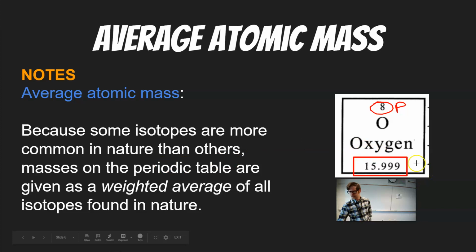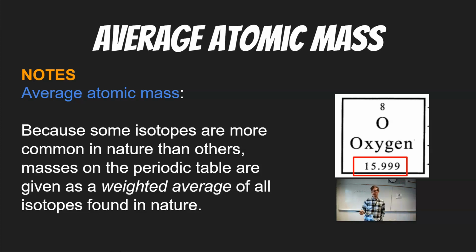This right here is supposed to be, if it's mass, it should be protons and neutrons, and how can you have 0.999 of something, 0.999 of a proton or neutron? Well, you can't, right? That doesn't really happen. The reason that we have these decimal numbers is because some isotopes are more common in nature than others. But we don't readily distinguish them, so we actually average out, we get a weighted average of all of the isotopes found in nature.